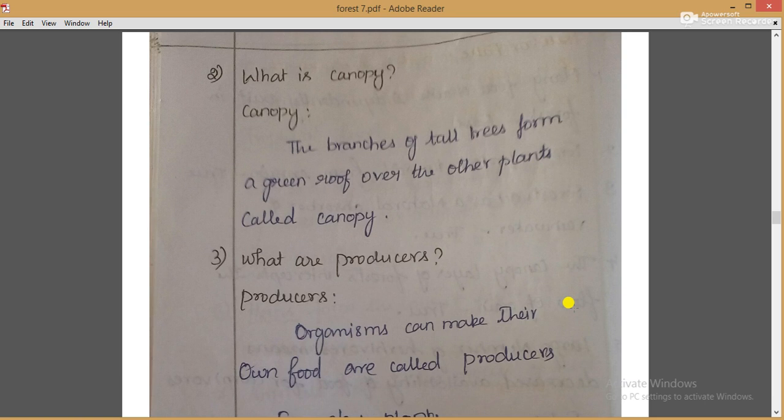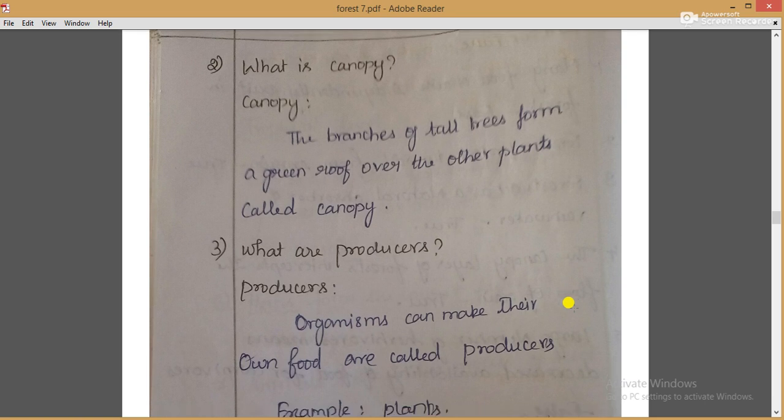What is canopy? The branches of tall trees form a green roof over the other plants is called canopy. Actually, the branches of tall trees form a green roof over the other plants is called canopy. Canopy, how will it look? It will be very tall trees with big, big branches. That is called canopy plants.